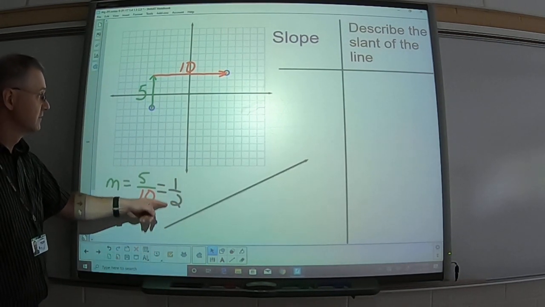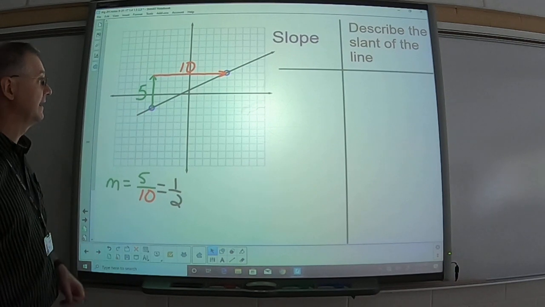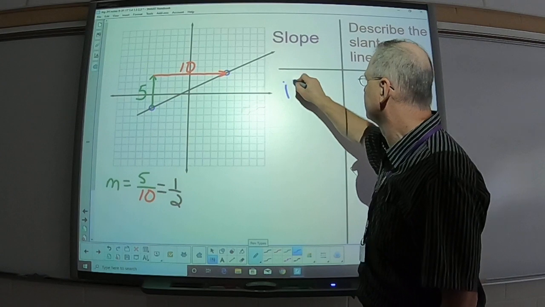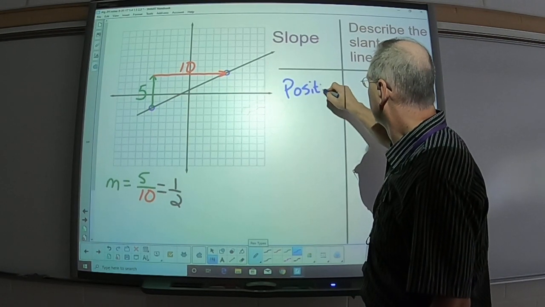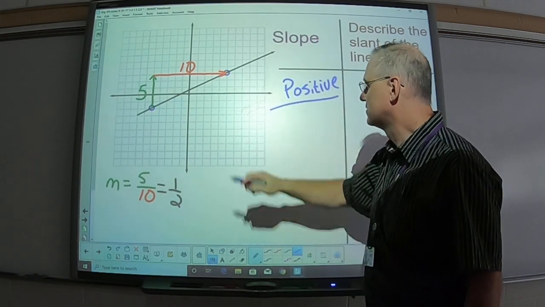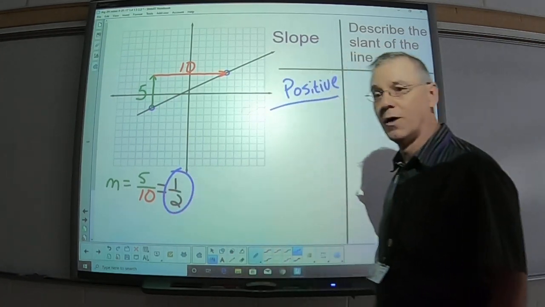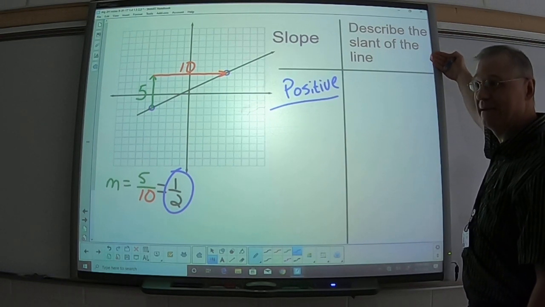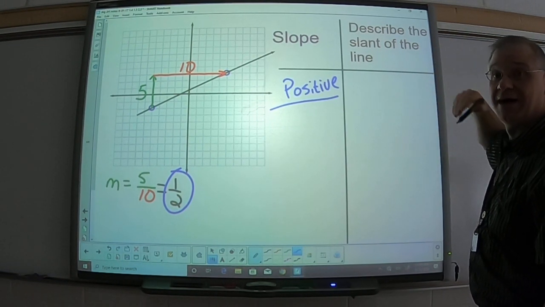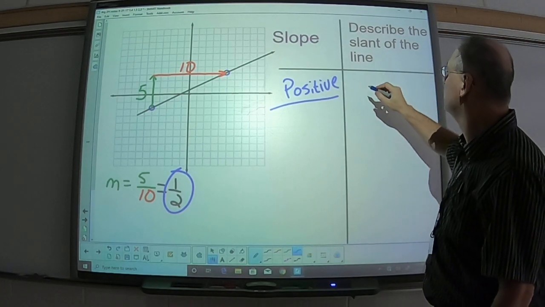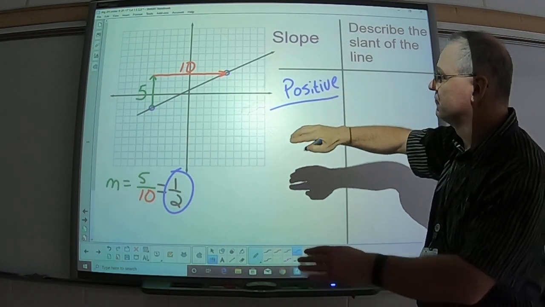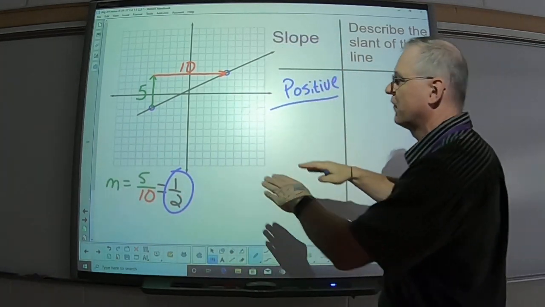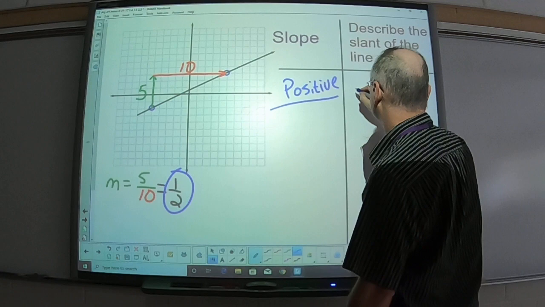All right. So if this is my line, what kind of slope is it? It is positive. So it's a positive slope, specifically 1/2 in this particular case. But when it says describe the slant of the line, that's referring to positive. If you were to describe this, I would describe it as from left to right uphill.